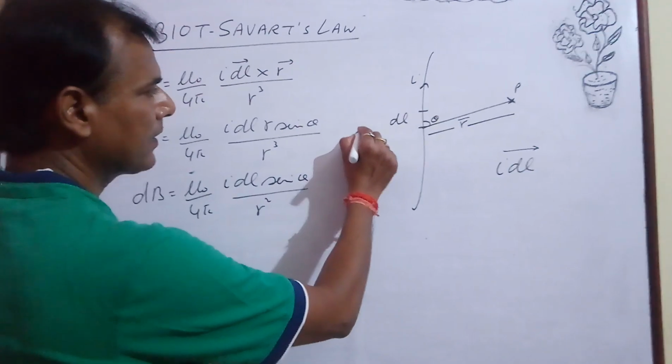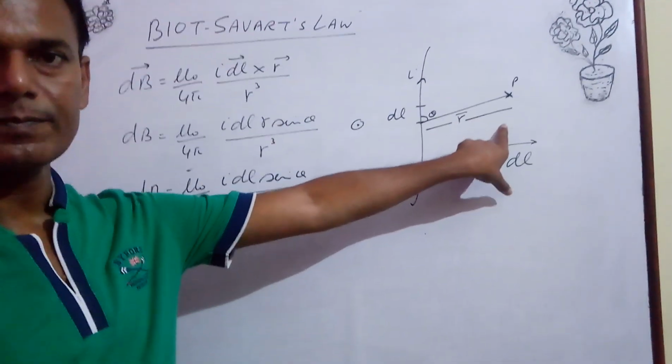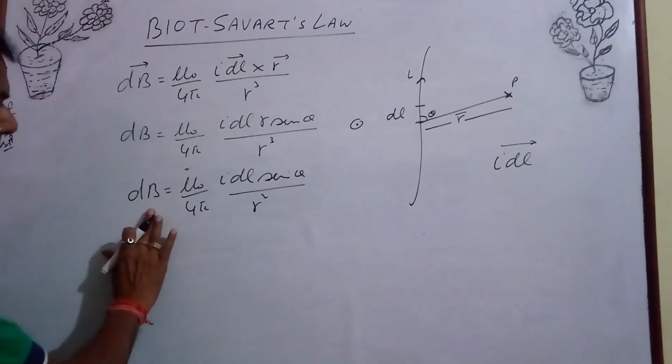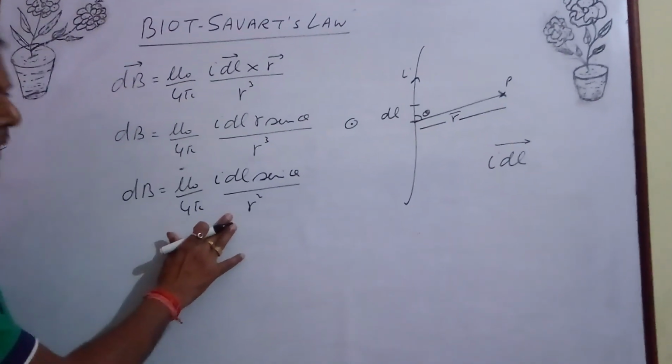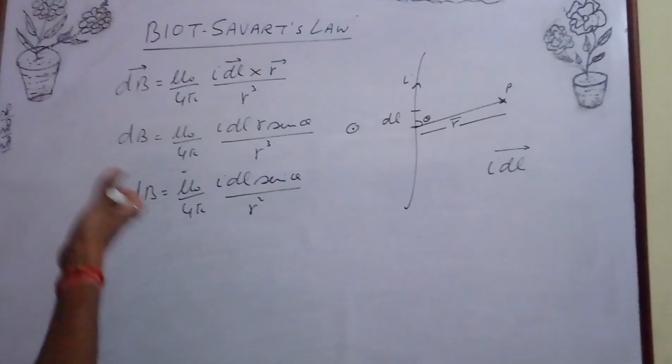Outward is denoted by a dot in a circle. Dot means outward, cross means inside. So with the help of this formula, we can find the magnitude, and by right hand thumb rule, we can find the direction of magnetic field. This is your Biot-Savart law.